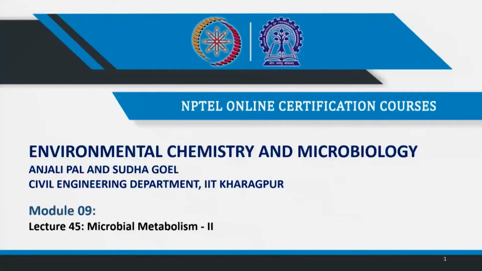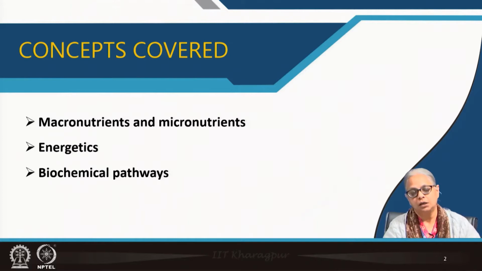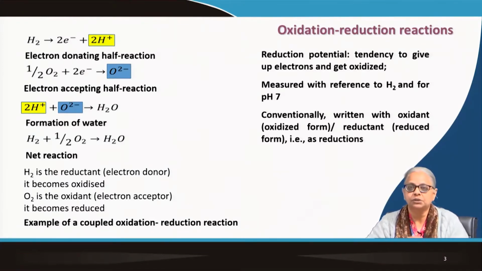Alright, welcome everyone to lecture number 45 and the second part of microbial metabolism. We're going to look at how the cells derive energy from different combinations of electron donors and acceptors. So let's revise a little bit about oxidation reduction reactions, just in case you have forgotten.